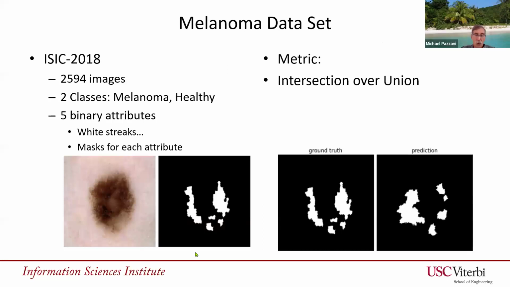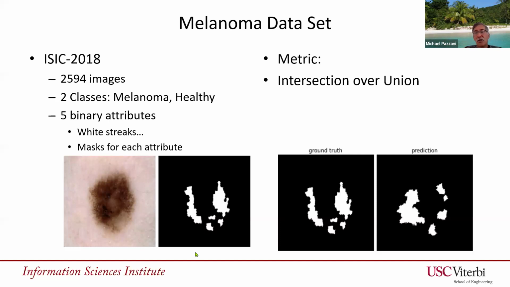Now let's see if we can quantify this as well. This is a melanoma data set where dermatologists identified 5 features. Here's a particular cancerous mole, and here's where the white streaks are in it. Then we had an AI system learn where the white streaks and the irregular border were, and compared it to what the experts had said.